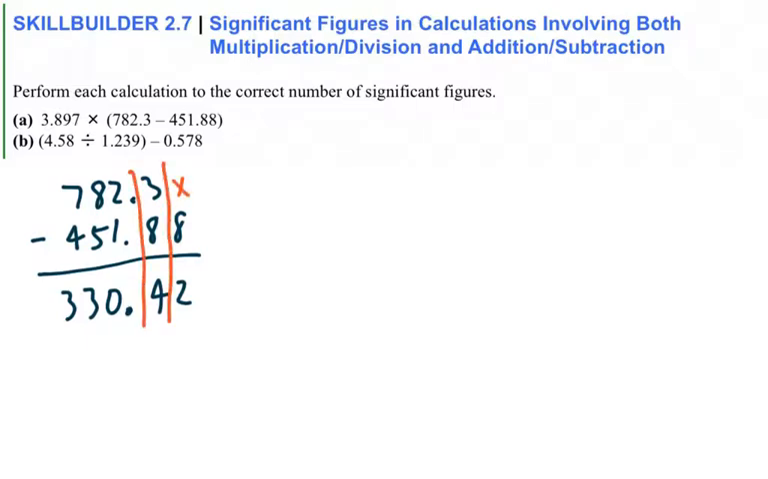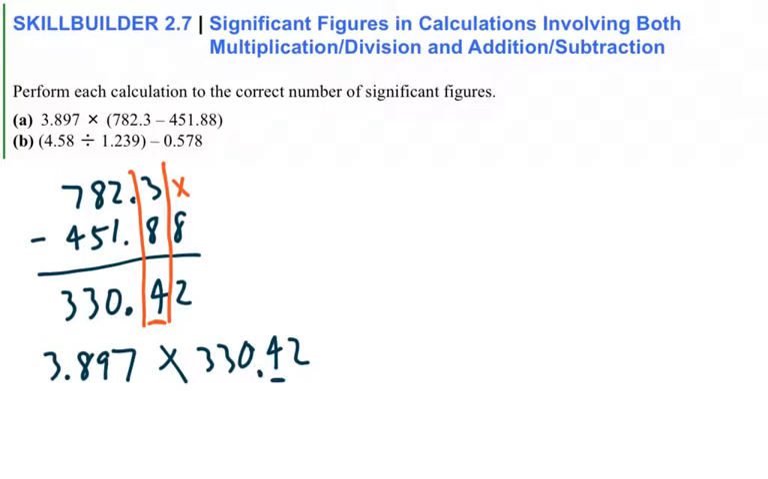Now, again, we have another step. So what I'm going to do is I'm going to underline the 4, knowing that this is not the final step, just to keep track of what is my last significant figure. Then I'm going to go ahead and put 3.897 here. We're going to multiply that by 330.42. Again, I'm going to keep track of my last significant figure.